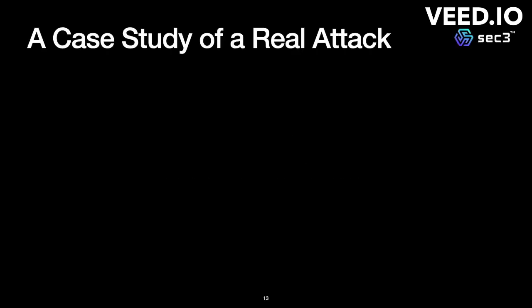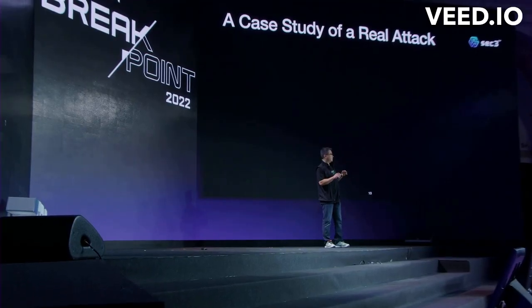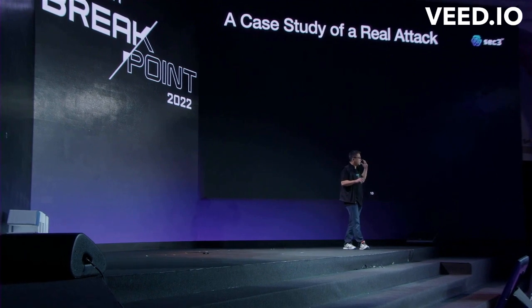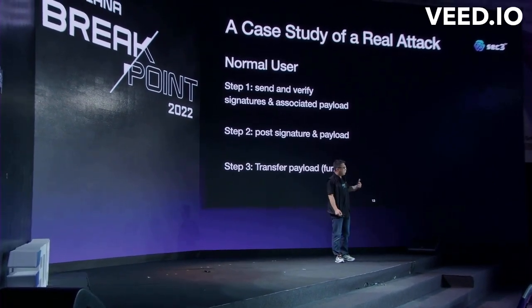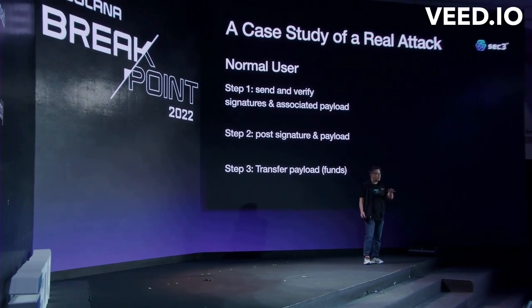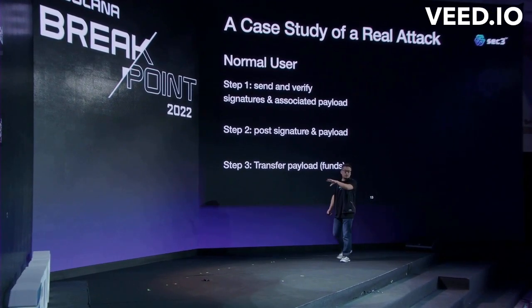I'll use a real attack as a case study to demonstrate the concept. This is a simplified real case, just to illustrate the concept, so I took out some of the details. On the left side is what a normal user interacts with that smart contract. Essentially, this is a deposit of some tokens on chain 1, and then a withdrawal of different tokens, but with the same value on chain 2. Okay.